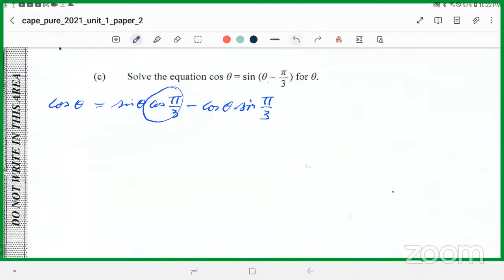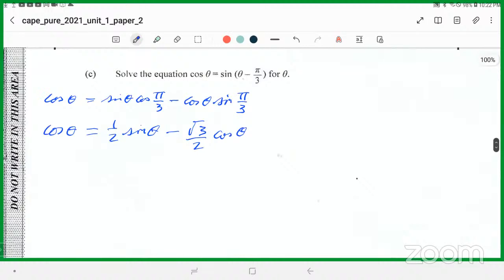Now this pi by 3 is actually 60 degrees, right? So you must know that the cos of 60 degrees is a half, and the sine of 60 degrees is root 3 over 2. So this becomes cos theta equals a half sine of theta, and minus root 3 over 2. Sine of 60 degrees is root 3 over 2. The pi by 3 is 60 degrees, so this is root 3 over 2 cos theta. All right, good.